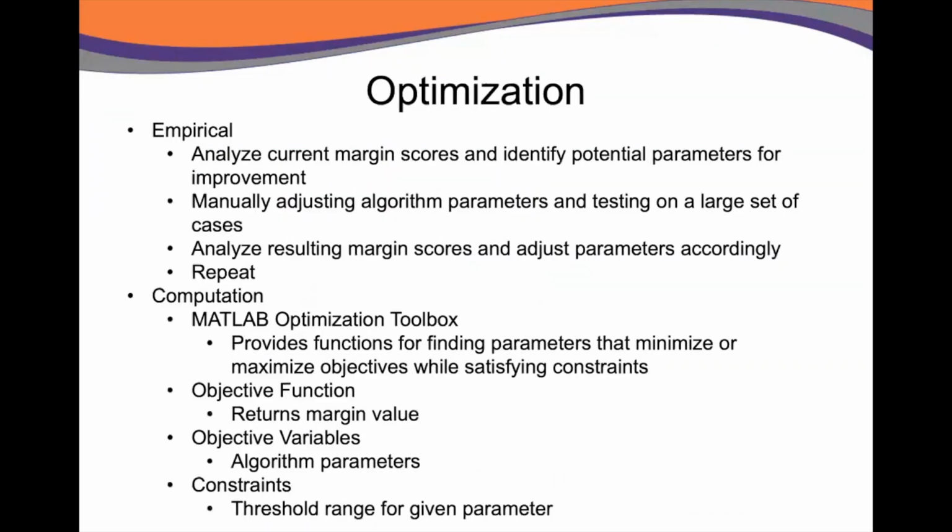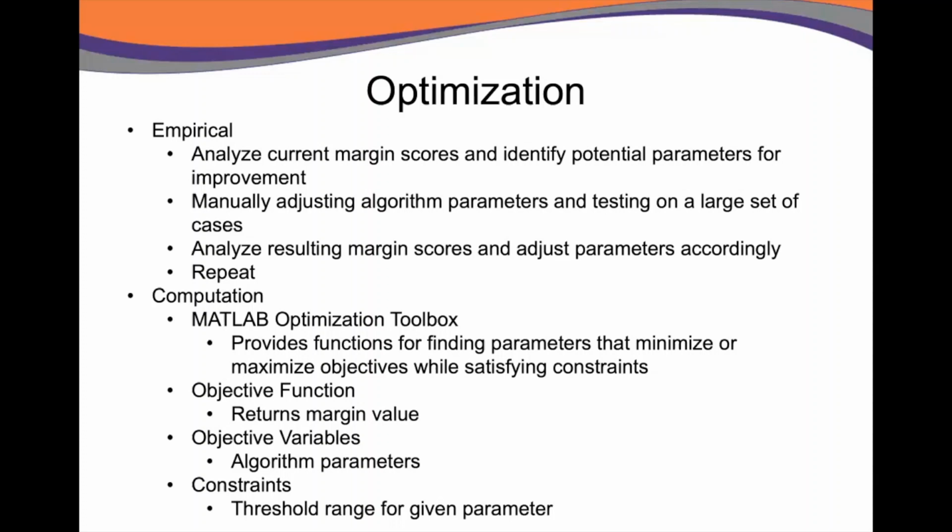When dealing with optimization, there are two approaches, empirical and computation. Empirical optimization analyzes the current margin values and identifies potential parameters for improvement. This is done by manually adjusting algorithm parameters and testing on a large set of cases. You then analyze the resulting margin values and adjust parameters accordingly. You then rinse and repeat.